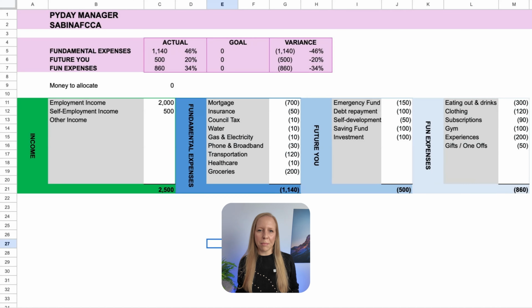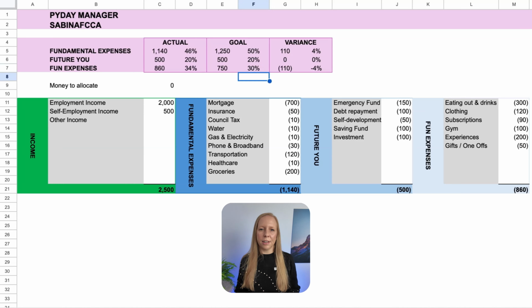Let's look at the summary in pink at the top. The formulas automatically calculated the totals per each of our categories. So in fundamental expenses, we have 1,140, future category 500, and future expenses 860. Let's put our ideal percentages now. So I will use 50, 30, and 20.